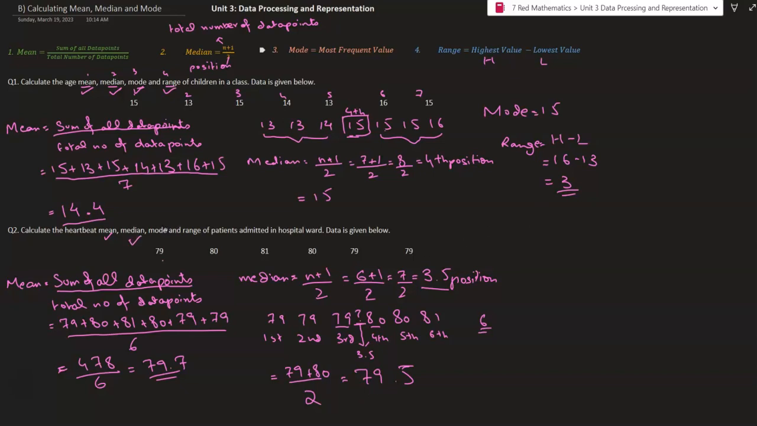Now we are done with median, and what we have to do is mode. Mode is basically the most frequent value, and we can see that 79 is the most frequent value here, which has a frequency of 3, 80 has 2, and 81 has 1. So 79 is the answer. We are done with mode, and range is basically the highest value minus the lowest value. So we denote this with H and L. The highest value is 81, and the lowest value is 79, and we get an answer of 2. And so this is our range.